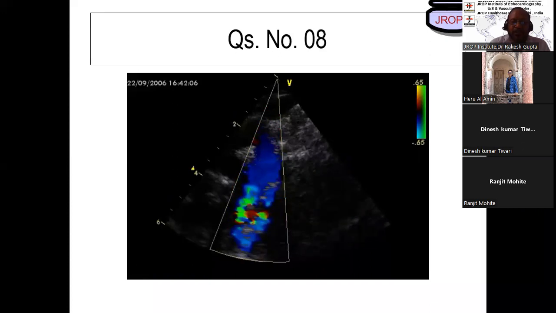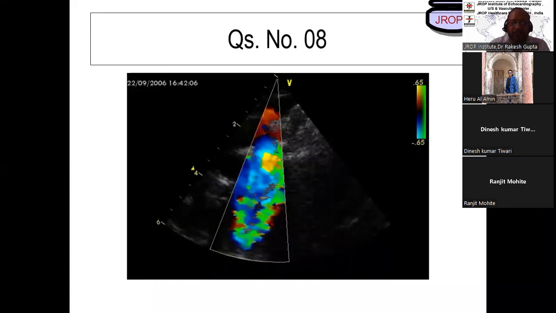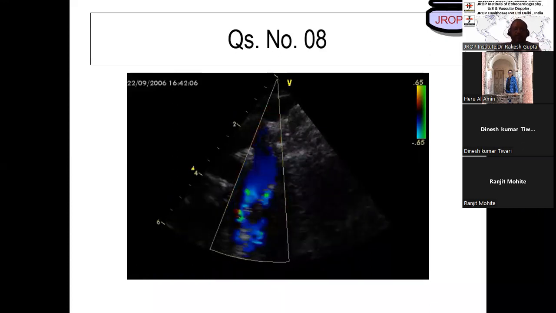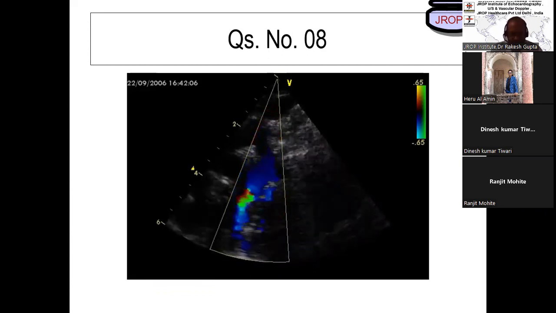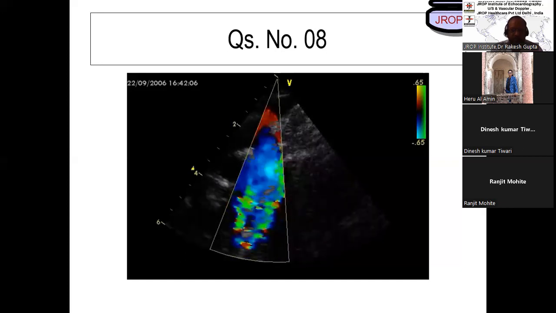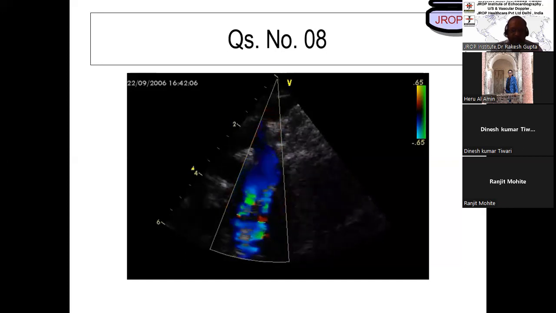The question comes for you right now in front of you. First of all, what is this view? This is the suprasternal view, sir. Wow, great. And sir, it looks more like a view of coarctation of aorta. That's great. You already got 4 out of 4, Dinesh. Now I'm going to ask you a couple of questions. The more you reply, the more you get. Maybe 6 out of 4, 7 out of 4, 5 out of 4.